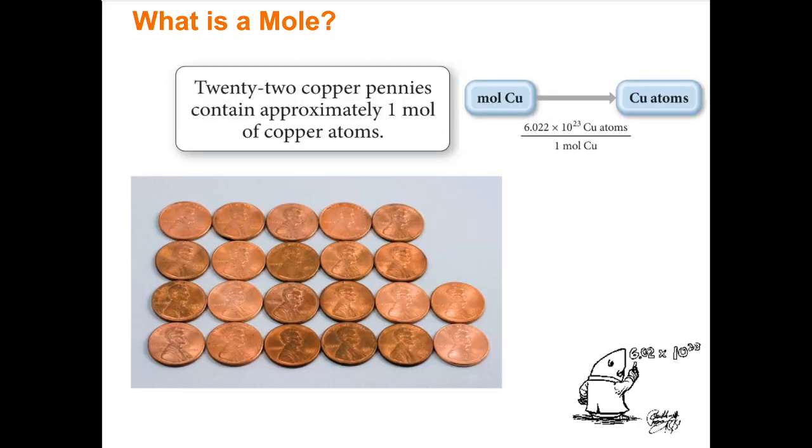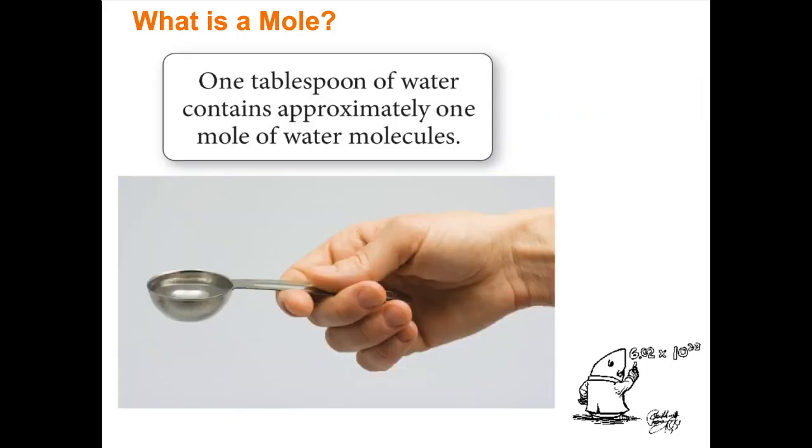So 22 copper pennies contain approximately 1 mole of copper atoms. So 22 copper pennies is about 6.022 times 10 to the 23rd copper atoms. And yes, I am going to keep saying it until it gets into your minds. So 1 tablespoon of water contains approximately 1 mole of water molecules. Again, remember, 6.02 times 10 to the 23rd. You're going to get so tired of hearing me say that.